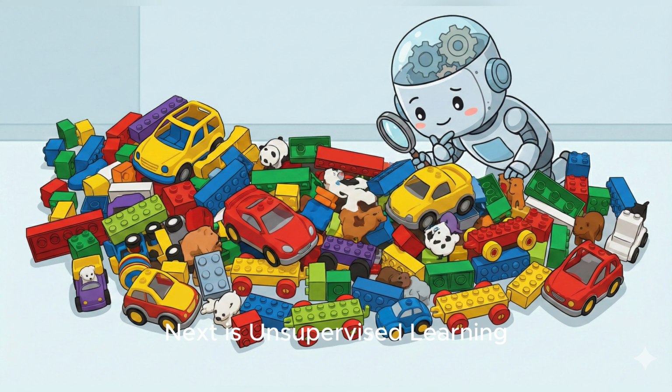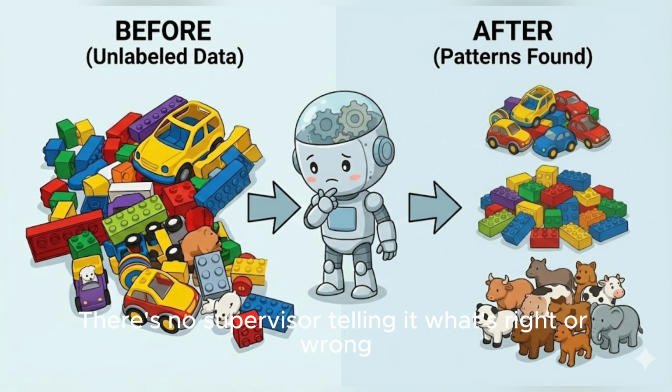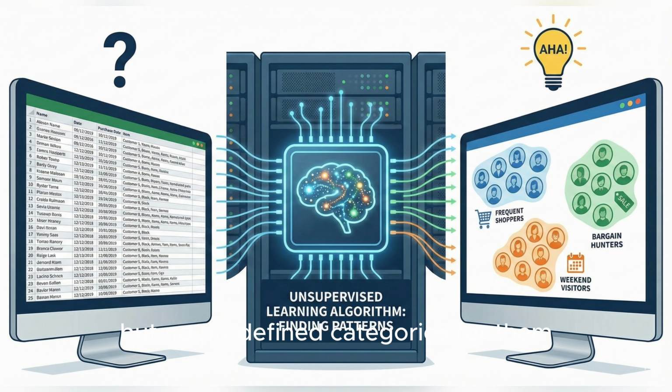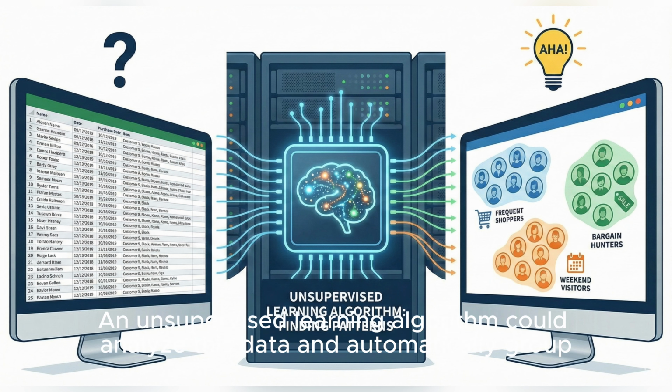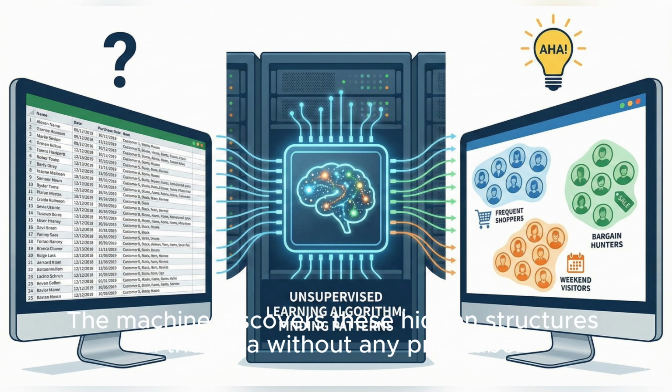Next is unsupervised learning. In this case, the computer tries to find patterns in unlabeled data all by itself. There's no supervisor telling it what's right or wrong. Imagine you have a massive list of customers and their purchase histories, but no predefined categories for them. An unsupervised learning algorithm could analyze this data and automatically group customers into different segments. For example, frequent shoppers, bargain hunters, or weekend visitors. The machine discovers these hidden structures in the data without any prior labels.